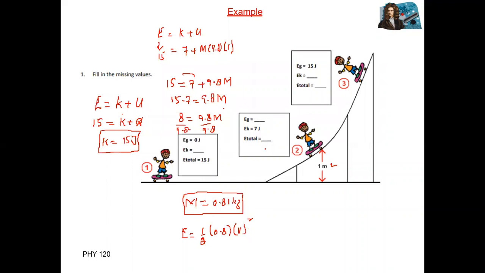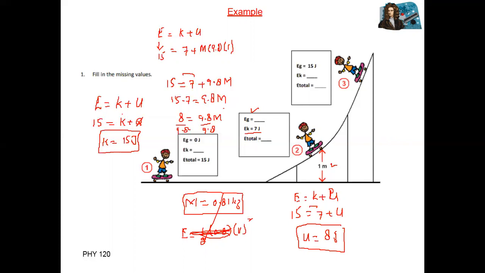So, okay, sorry, now we have kinetic energy, but we don't know the potential energy. Total energy is 15. Total energy equal to kinetic plus potential energy. Total 15, kinetic is 7 plus potential. So potential energy equal to what? 8 joule. 15 minus 7 equal to 8.